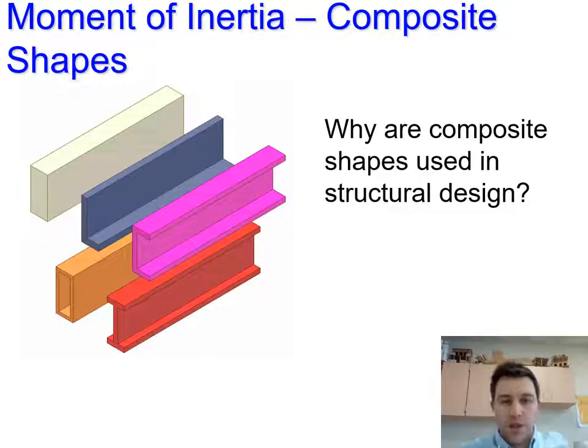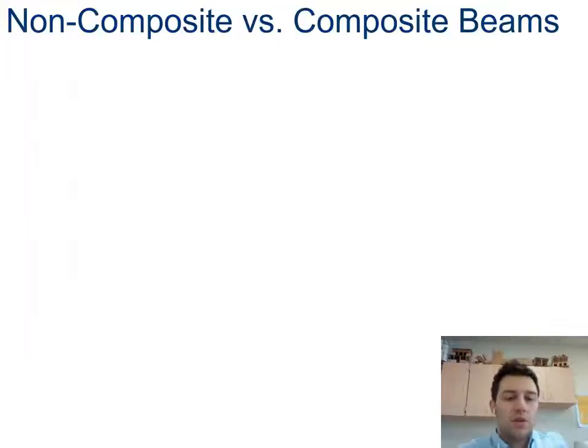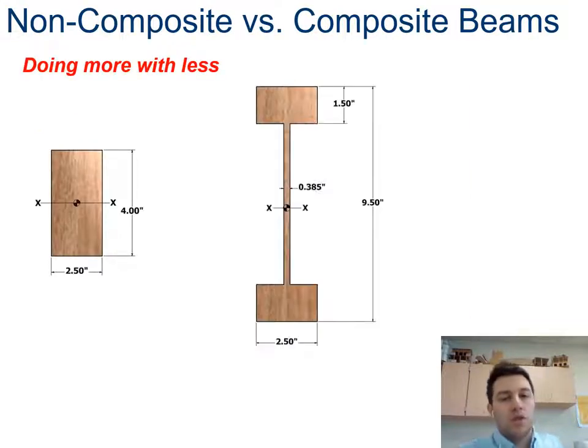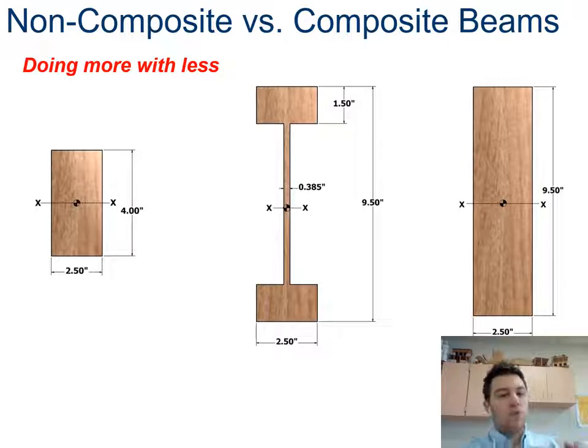14 times less, in fact. All right, so there's composite shapes that are used in structural design. Why do you think that is? Well, if you look at all these different shapes, it's important to think about moment of inertia. So we do a lot more with less, and by using less material, that ends up saving a consumer money.